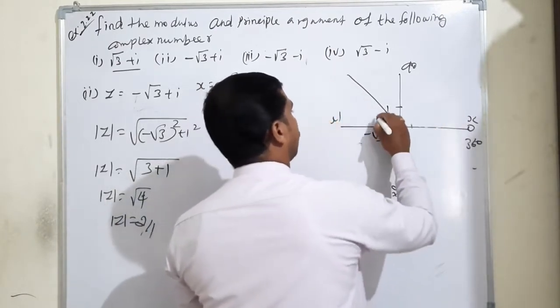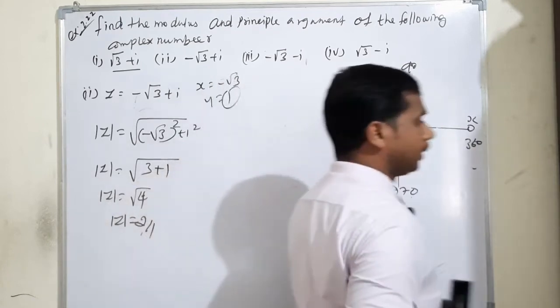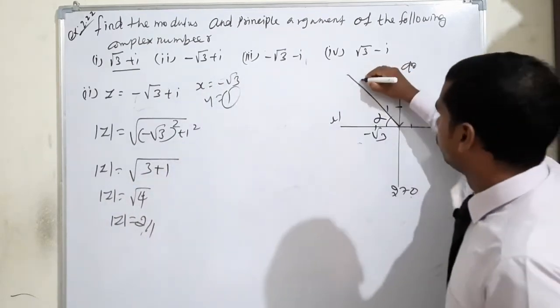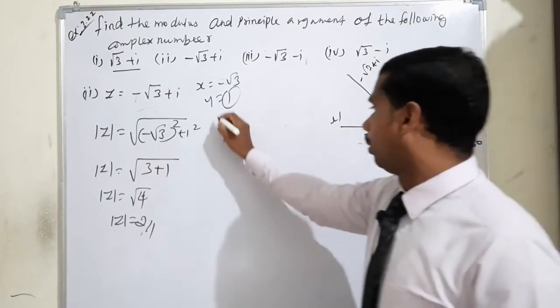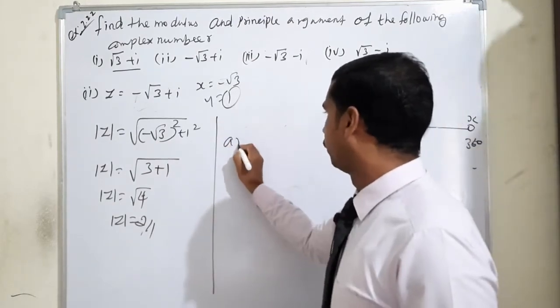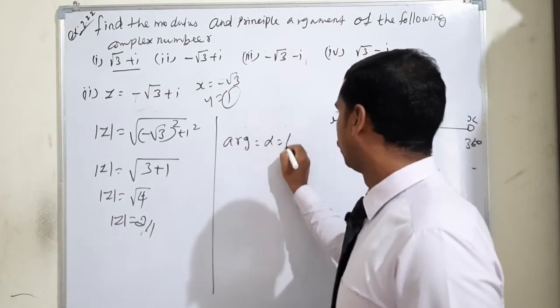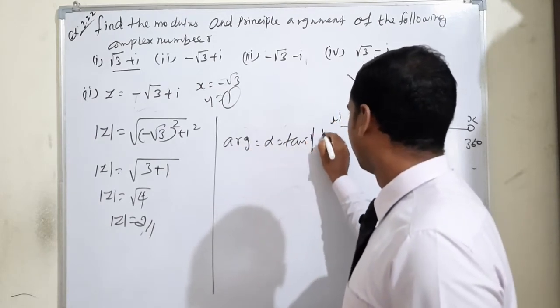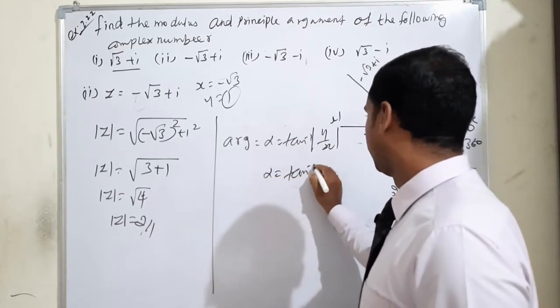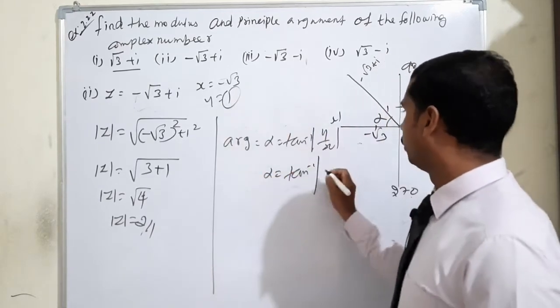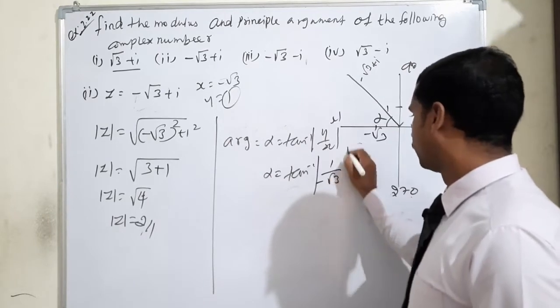So it lies on the second quadrant, which means the value will be minus root 3 plus i, isn't it? Therefore, how do we find the argument value? Argument alpha is equal to tan inverse of modulus of y by x. Again, alpha is equal to tan inverse of modulus of 1 by minus root 3.